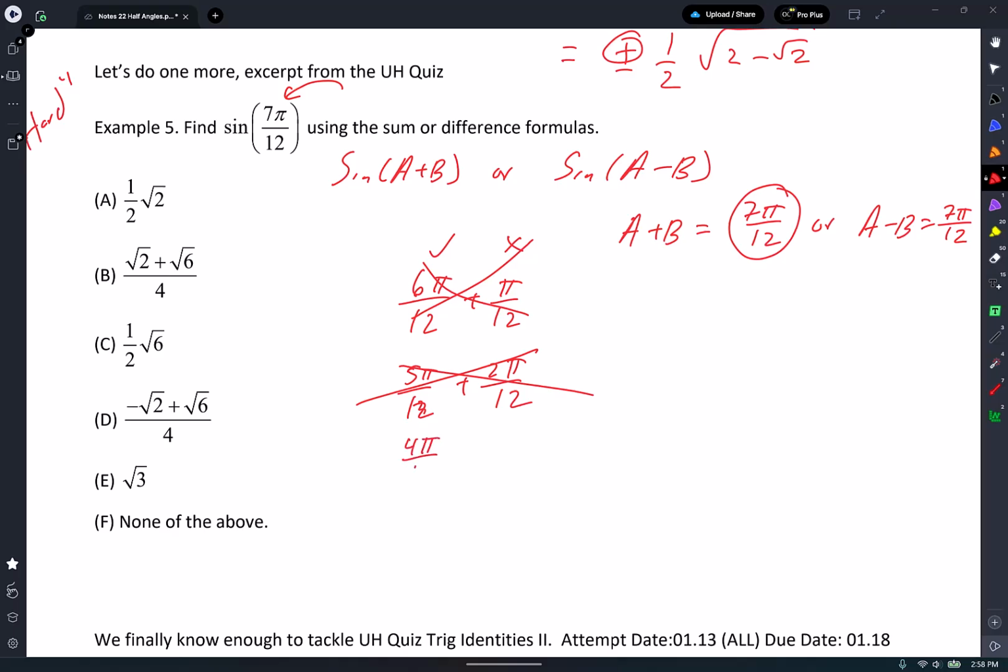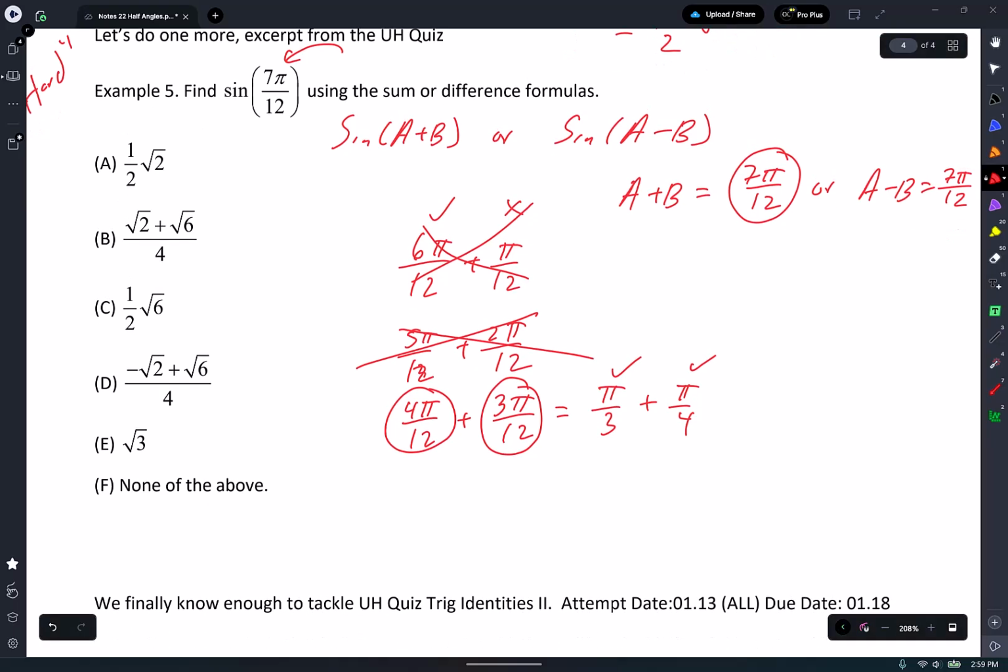4 pi over 12 plus 3 pi over 12. Look at that. 4 pi over 12 reduces to pi over 3. 4 goes into 12 three times. 3 pi over 12 reduces to pi over 4. Are both of these angles on the unit circle? We found it. Okay, now you can pick up your pencils, guys.